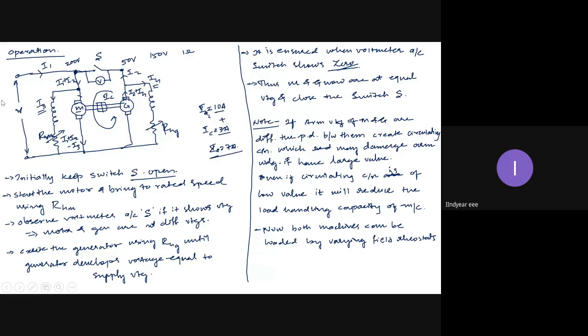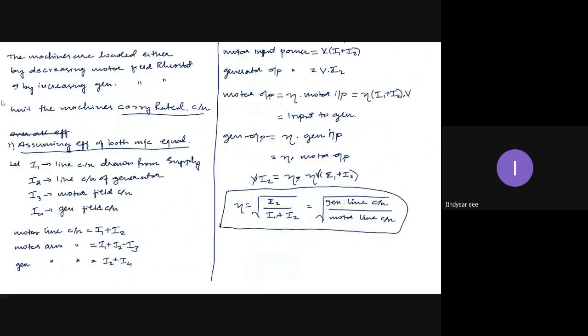Therefore, getting equal armature copper losses is also not possible practically. So this will all make both the efficiencies of the machines different from each other. So this assumption, whatever we have taken, is just for the sake of analysis. That can be done, but practically the things are entirely different.